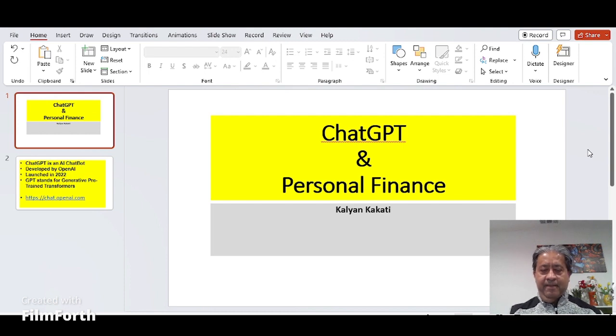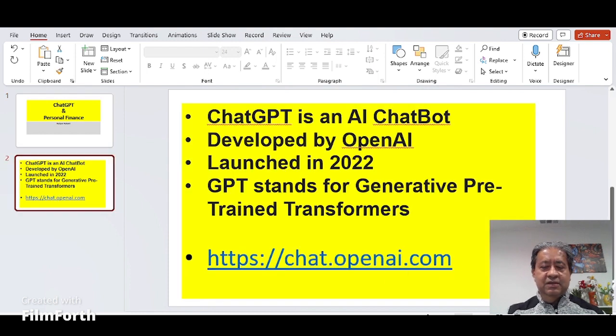And so let's proceed. So what is ChatGPT? ChatGPT is an artificial intelligence chatbot. It's a bot developed by OpenAI Incorporated, and it was launched in early 2022. GPT stands for Generative Pre-trained Transformer. So it is one of those artificial intelligence transformers that is used to generate answers whenever you ask questions to the bot. That's why the name ChatGPT came along.